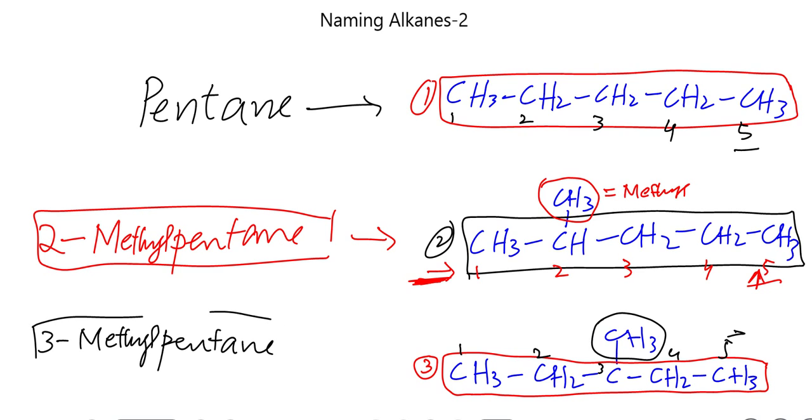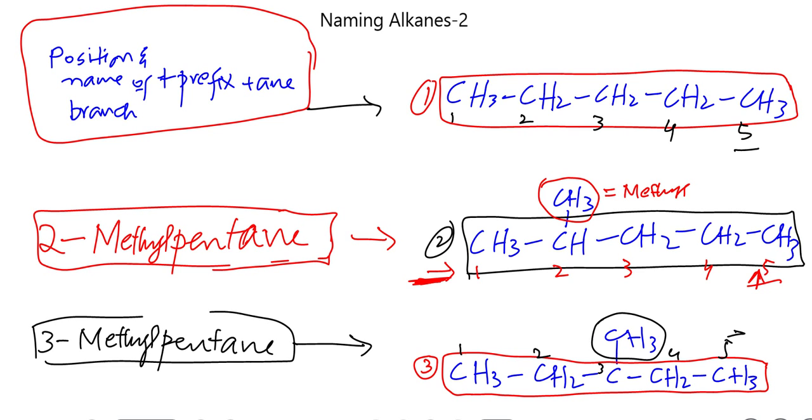So this is the name of this compound. It's very simple. And remember that we have followed this formula to give names to this compound. So in this formula, first thing is position and name of branch. So in second and third example, we have given position and then name of branch. So position and name of branch.